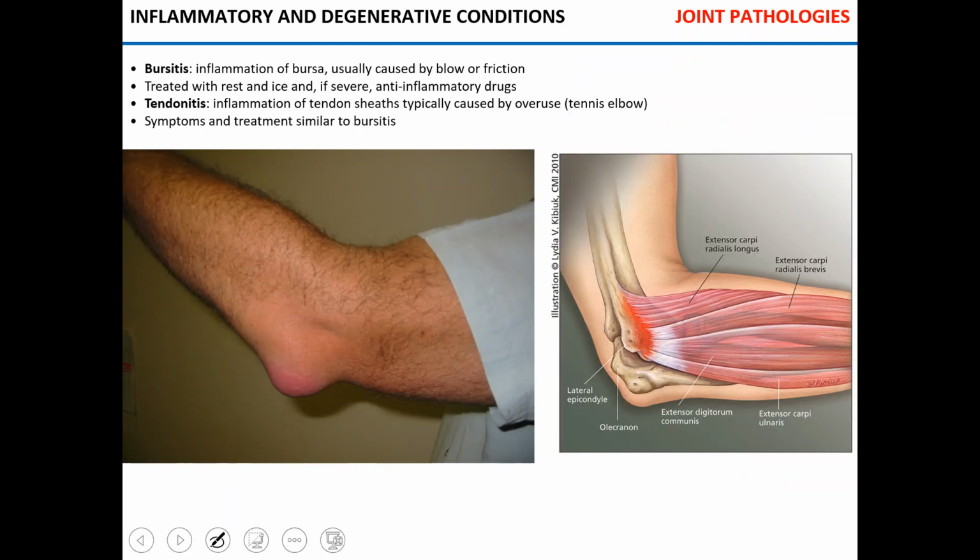Bursitis, inflammation of a bursa. When you stand on your knees for a long time, it may lead to the inflammation of the bursa known as bursitis. Anti-inflammatory drugs are the answer. Tendonitis, inflammation of a tendon sheath. Usually overuse: tennis elbow, golf elbow. So you can see tendonitis here. Symptoms: pain. Treatment: anti-inflammatory drugs. In some cases with tendonitis, surgery may help to remove the inflamed, damaged tissue.